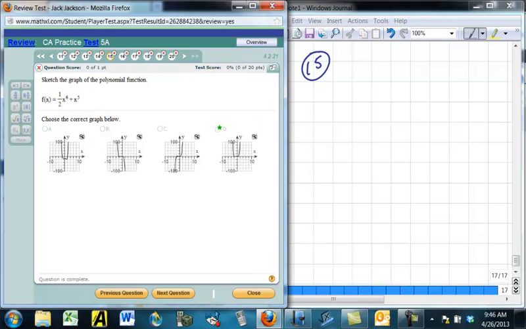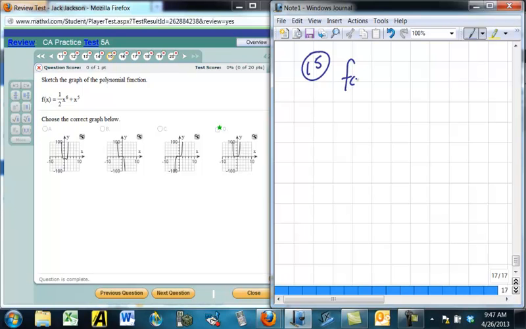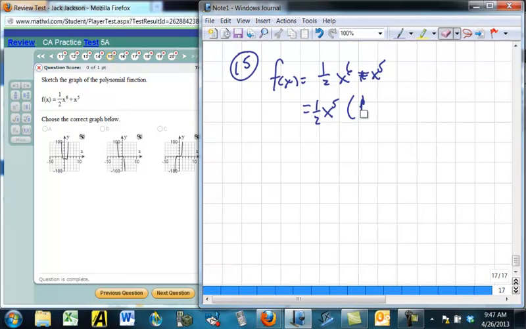Okay, we're up to number 15. Another one that's similar to this. f of x equals 1/2 x to the 6th plus x to the 5th. If we factor out an x to the 5th, let's factor out a 1/2 x to the 5th. Let's just leave it like that. And then that leaves x plus 2. So distribute that back out and you'll see that that gives you the same thing that we have up here.